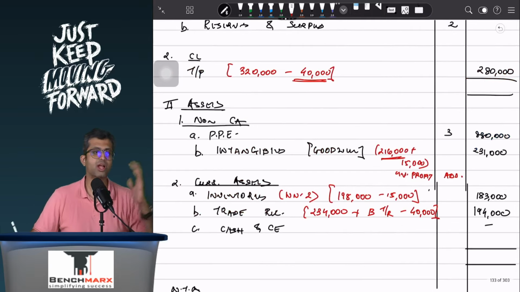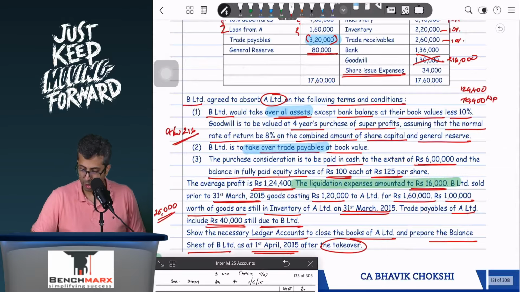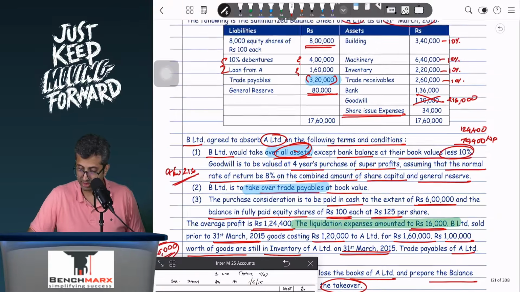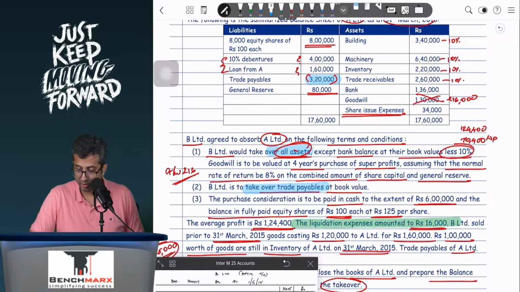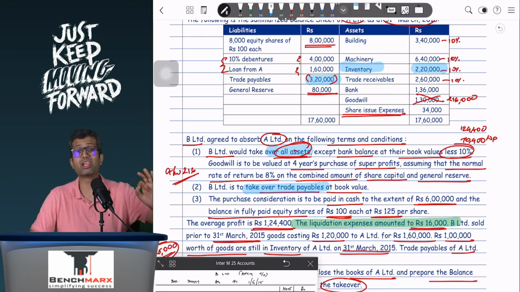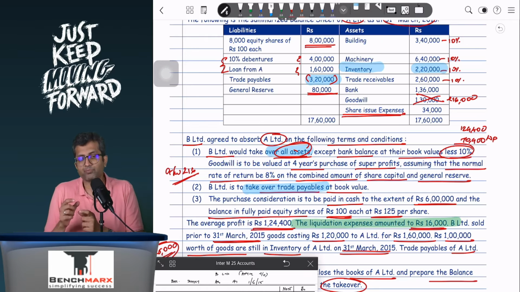Oh, there is a very good adjustment over here. Usually my unrealized profit on stock would be 25,000, but the question has told you that B would take over all assets at their book values less 10%. If I look at inventories, the inventories over here would have been taken over at 2 lakh 20 minus 10%. Within that 2 lakh 20 inventory, there's a 1 lakh rupees inventory, which would have also been taken over at 10% lower. And as a result, when I look at the inventory which is still there, I don't have an inventory of 1 lakh, I have an inventory of 90,000 effectively.